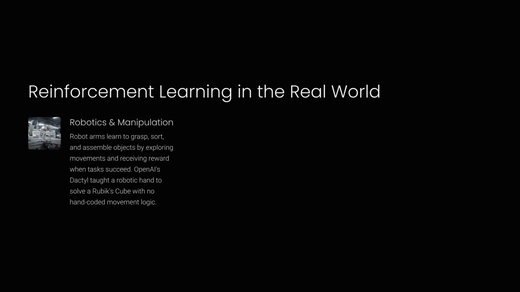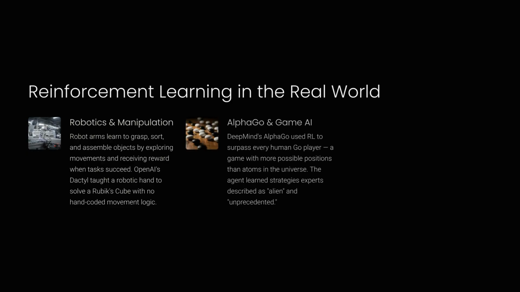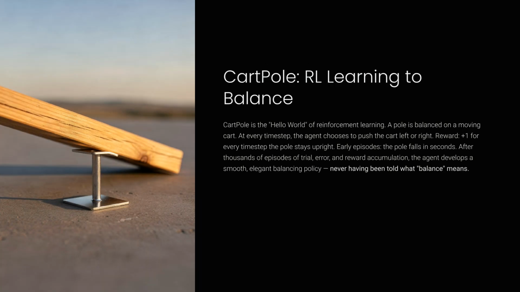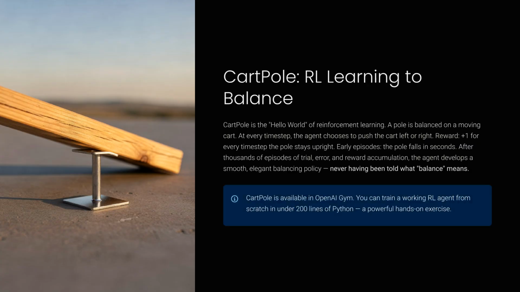Reinforcement learning drives innovations in robotics, like teaching robot arms manipulation tasks. It powers game AI, like AlphaGo, and optimizes real-time ad bidding and recommendation systems. CartPole is the hello world of RL, where an agent learns to balance a pole by pushing a cart left or right. Through repeated trial and reward, the agent develops an optimal balancing policy without being explicitly told what balance means.